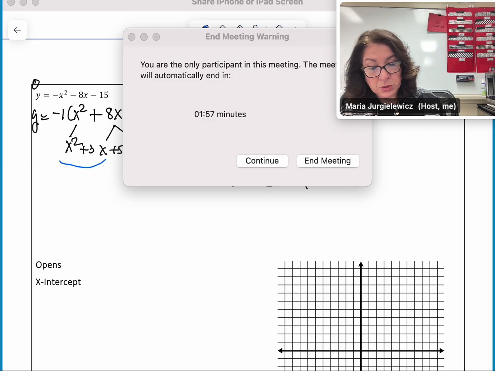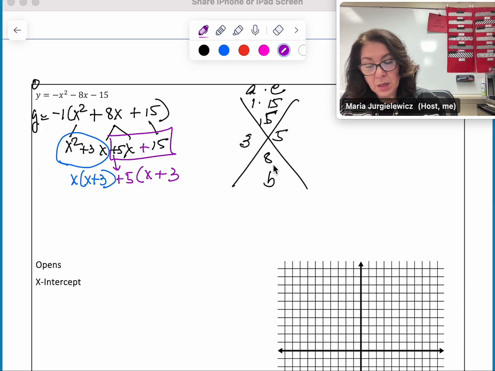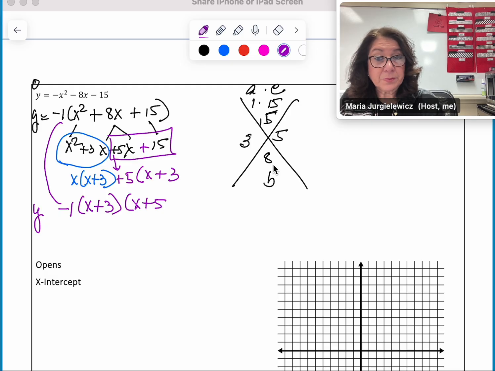And now we're going to do the greatest common factor. Here is x. I'm left with x plus 3. The greatest common factor here is 5, and it's a positive 5. That sign comes down. I'm left with x plus 3. The parentheses have to be the same, and they are. So I have x plus 3, x plus 5. I have to bring down that negative 1, and now I can bring down my y.